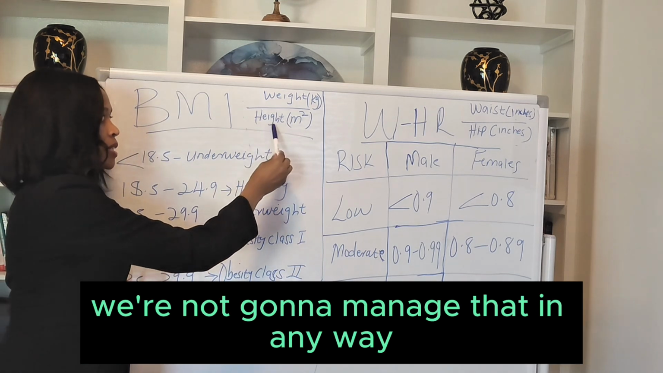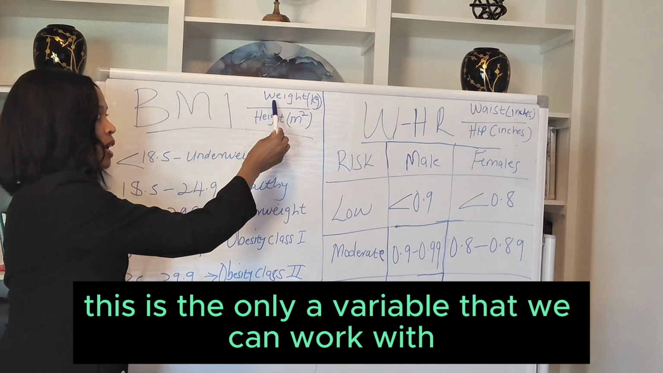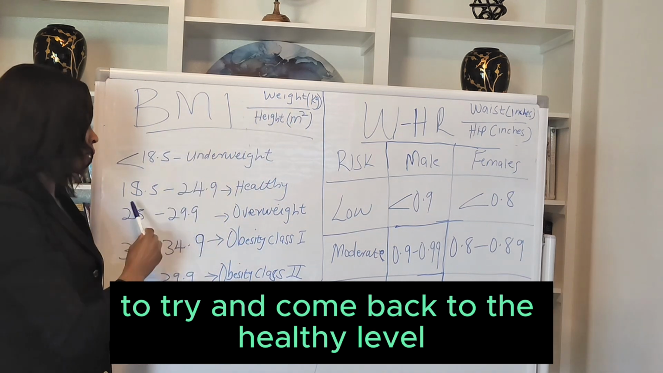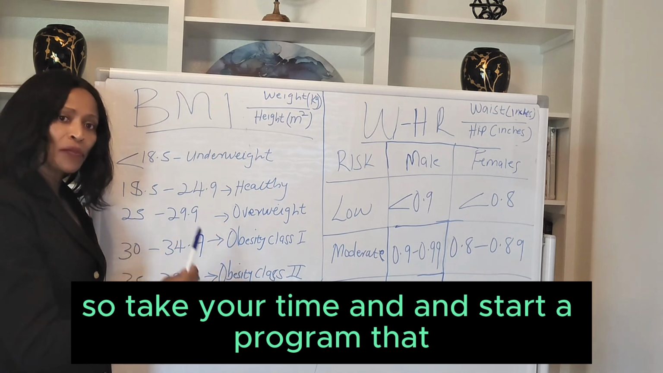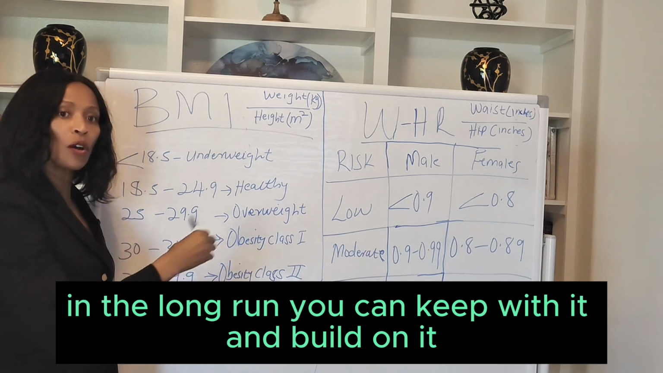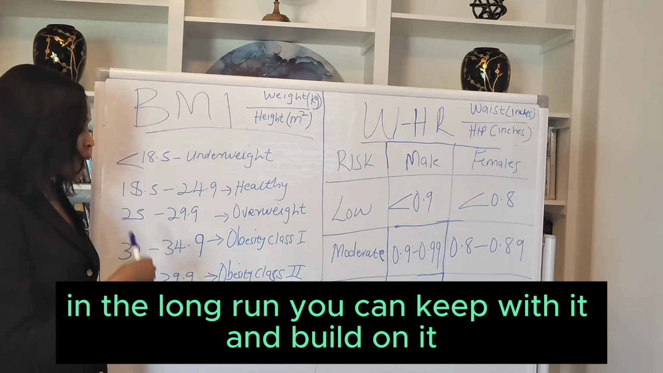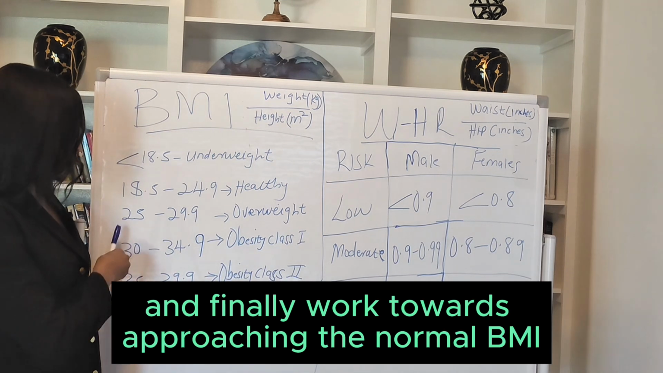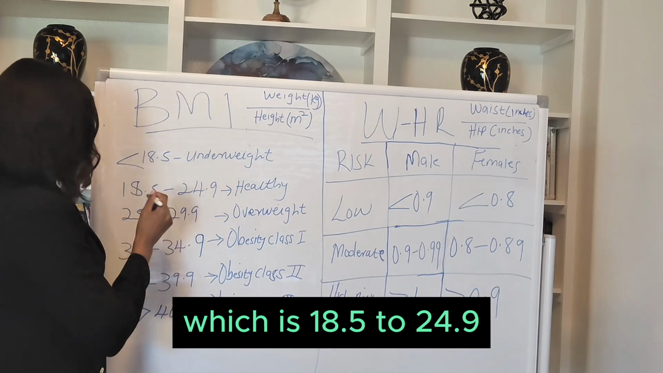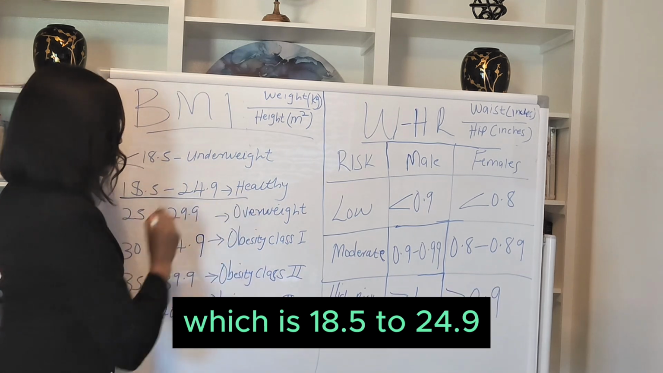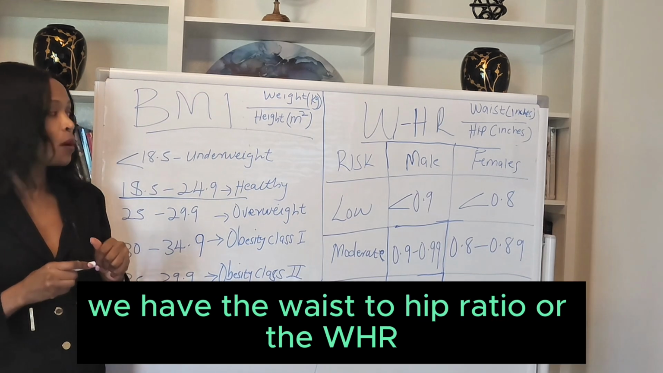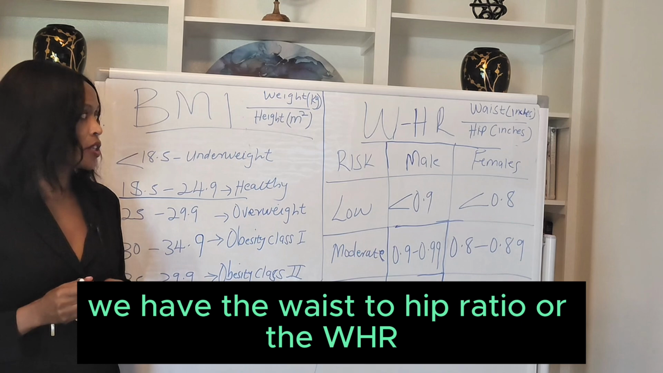We're not going to manage height in any way. Weight is the only variable that we can work with to try and come back to the healthy level. So take your time and start a program that you can do in the long run. You can keep with it and build on it, and finally work towards approaching the normal BMI, which is 18.5 to 24.9.